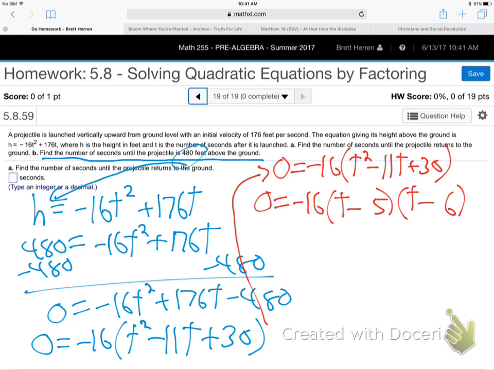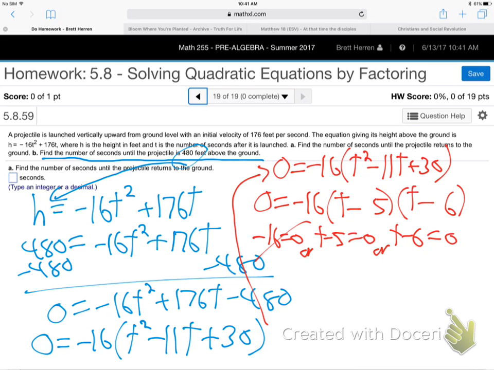If a bunch of things are timesing to be 0, any one can be 0 to make that true. Remember the logic? So minus 16 can be 0, or t minus 5 can be 0, or t minus 6 can be 0. Put "or", right? This one's silly. Minus 16 isn't 0. Throw that away. There's no letter there. But the other two we can solve.